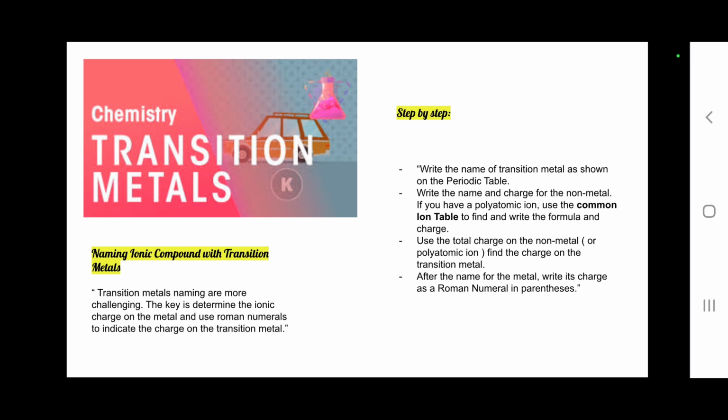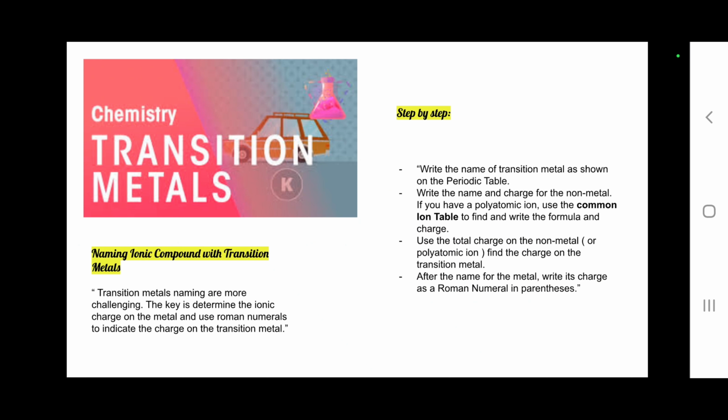Naming ionic compounds with transition metals. Naming transition metals is more challenging. The key is to determine the ionic charge on the metal and use Roman numerals to indicate the charge on the transition metal. Naming ionic compounds with transition metals, step by step.